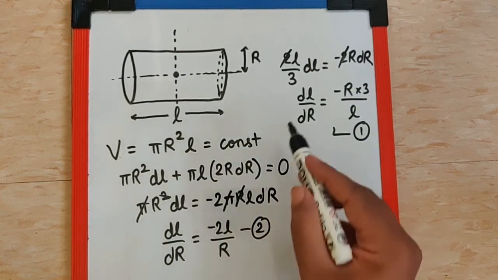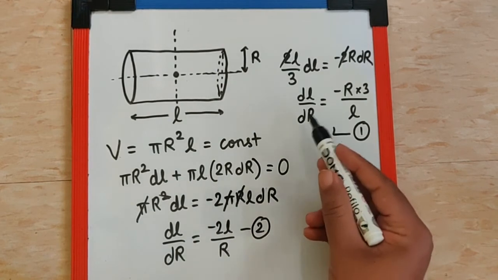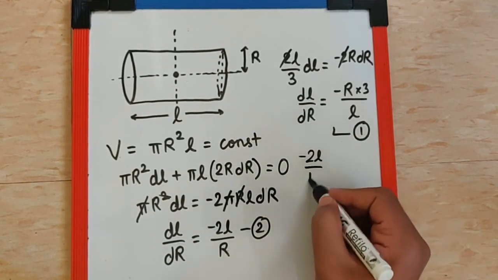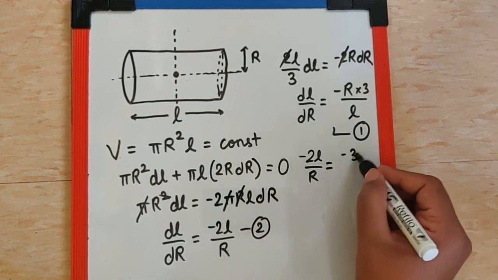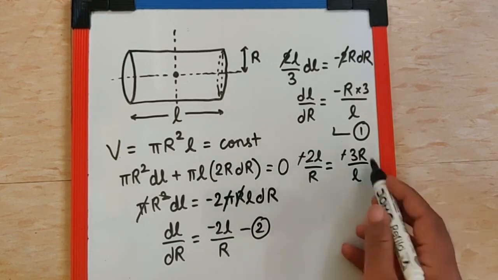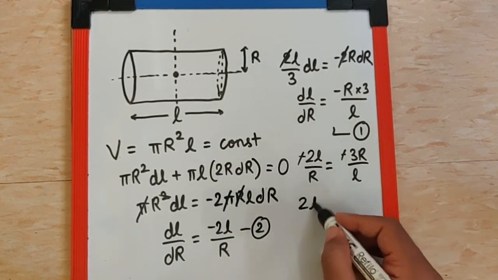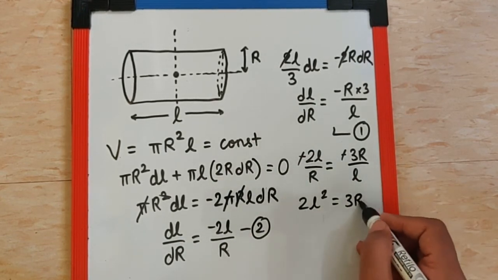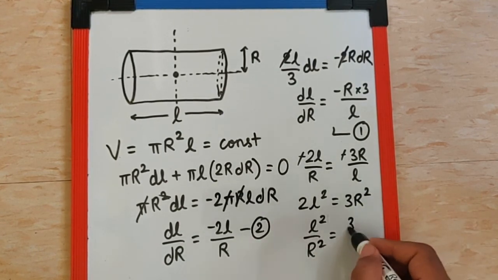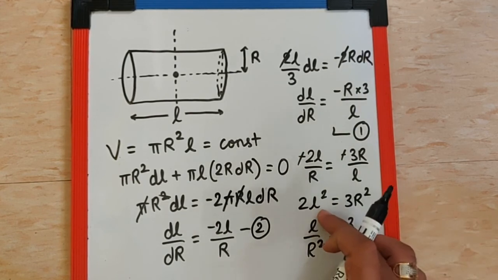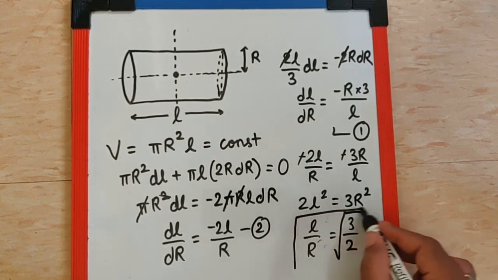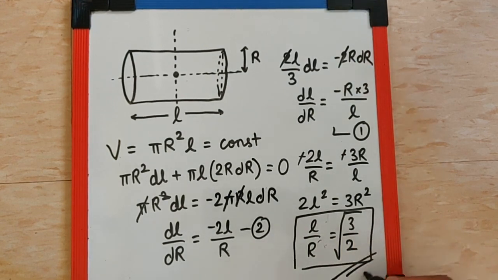Now since for equation 1 and 2 the left hand side is same, we can equate the right hand side and we get minus 2L by R is equal to minus 3R by L. So minus gets cancelled. If we cross multiply, we get 2L square as 3R square. So L square by R square as 3 by 2, and so if we take the square root, we get L by R as root 3 by 2, and that would be the final answer.